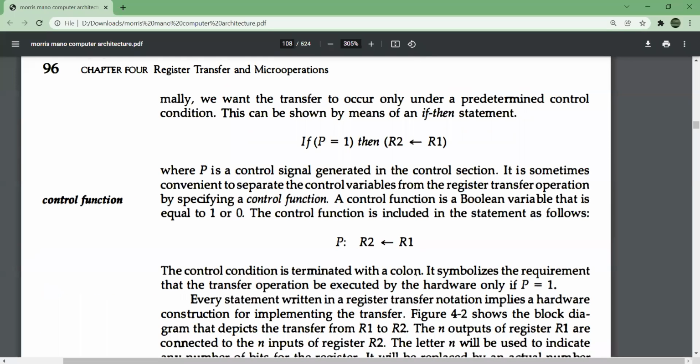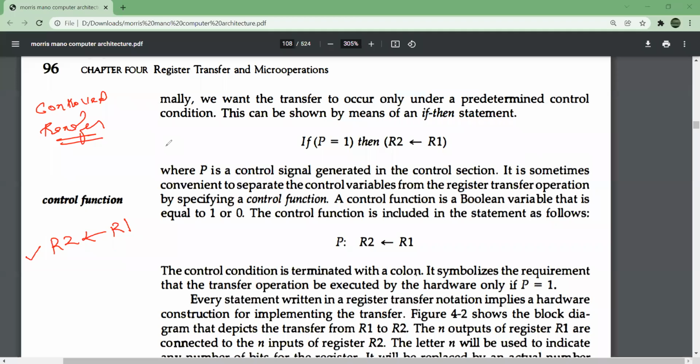Now, the next kind of symbol that we are going to see is controlled transfer. What do we call this? We call it controlled transfer. When I say copy the contents of R1 into R2, then this statement must be executed. This statement will be executed 100%.